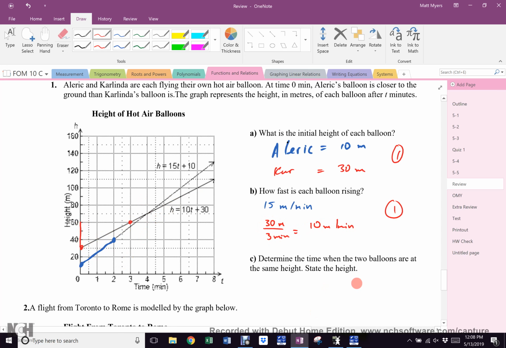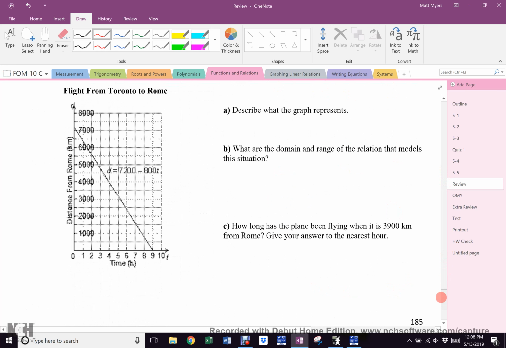When are the balloons at the same height? Right there where they cross over. 4 minutes. And what's the height? 70 meters. Can everybody do it? Everyone can read a graph? Everyone can find a rate? Sweet. And the last question, Toronto to Rome.